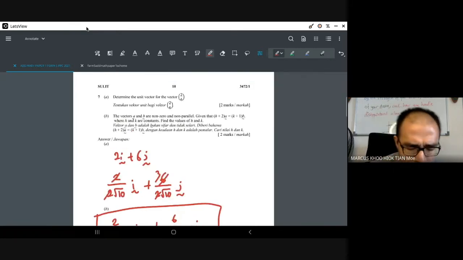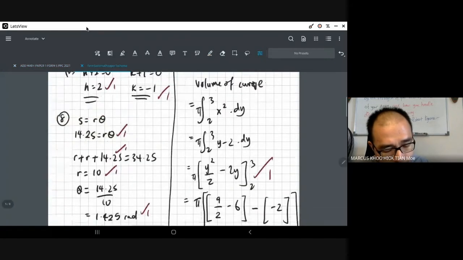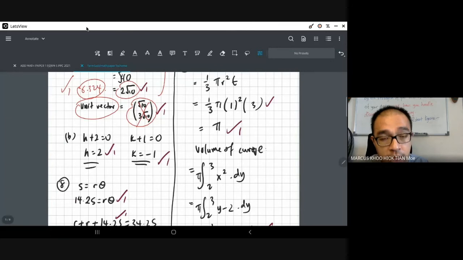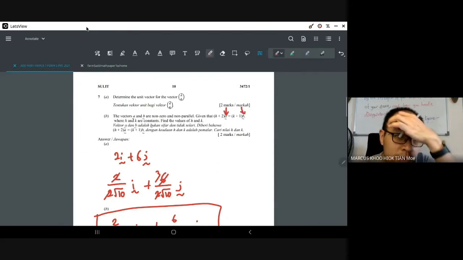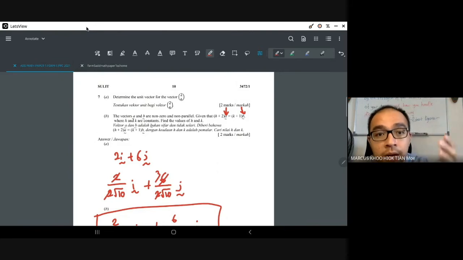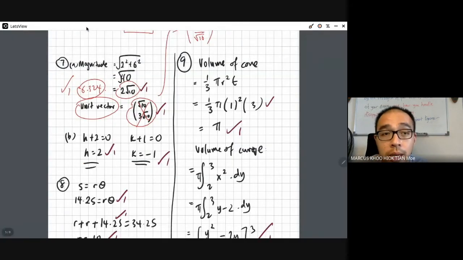All right, vectors, non-zero, non-parallel. When you see non-zero, non-parallel, it just means that both are equal to 0. H plus 2 equals 0, K plus 1 equals 0, because A and B are non-zero and non-parallel. These are the conditions, and that's why we get H equals 2 and K equals negative 1.